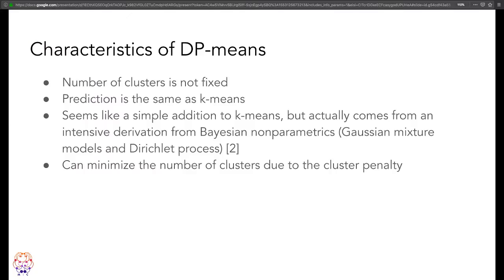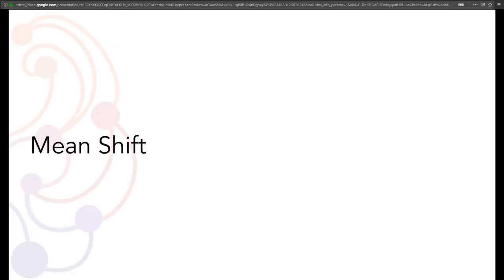And then prediction is the same as k-means, as with other clustering algorithms. And like I said, it seems like a simple addition to k-means, but it actually comes from a really intense derivation, which I'm not going to get into, unfortunately. It comes from Bayesian nonparametrics and Gaussian mixture models, which is fun stuff. Basically, it can minimize the number of clusters based on your cluster penalty, which is advantageous in some cases. All right, so now we're going to get into mean shift.